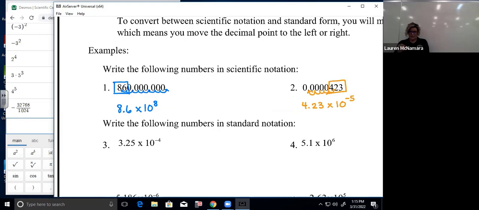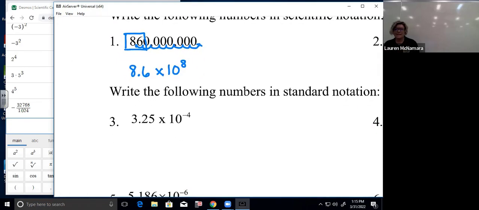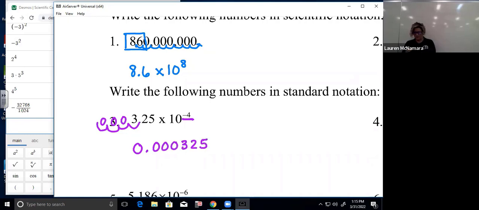Looking at example 3. Here it's already written in scientific notation, and I need to write it in standard form. So remember, it's negative, so I'm moving it in the negative direction. 1, 2, 3, 4. So 0 point, fill those in with zeros. 1, 2, 3, 3, 2, 5.